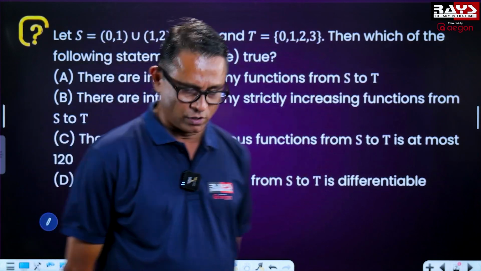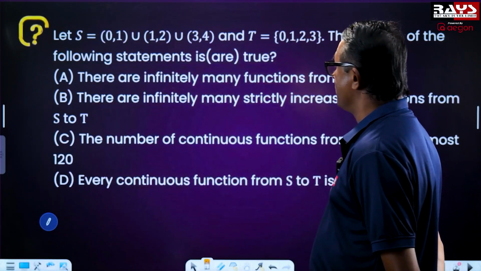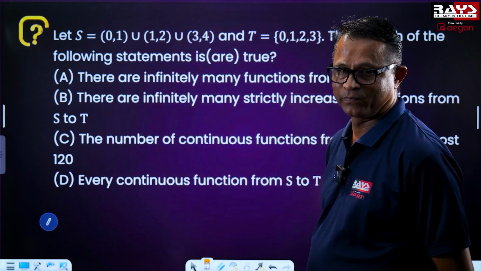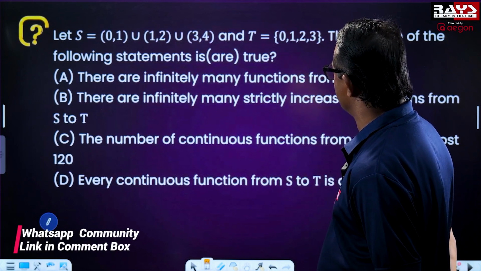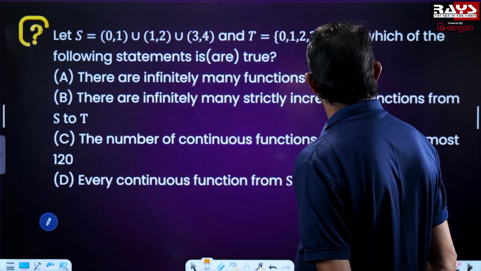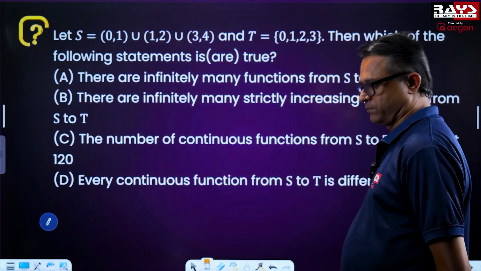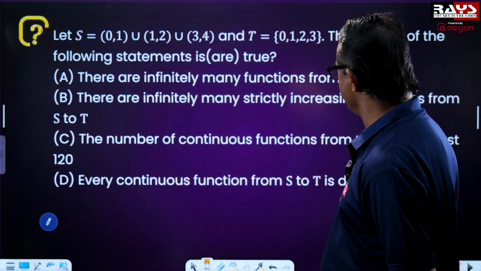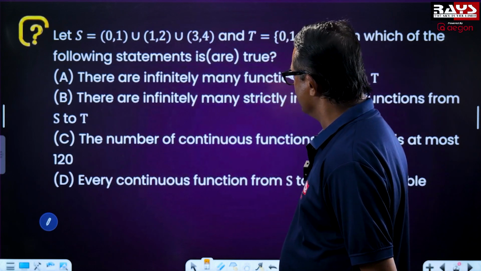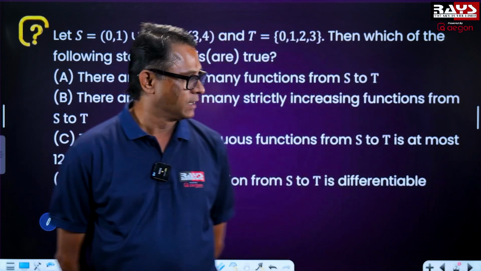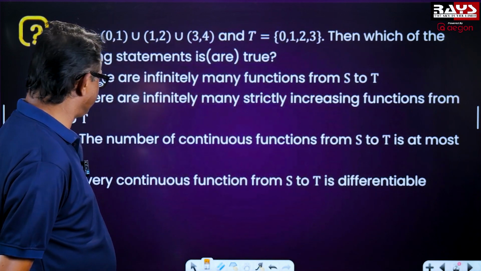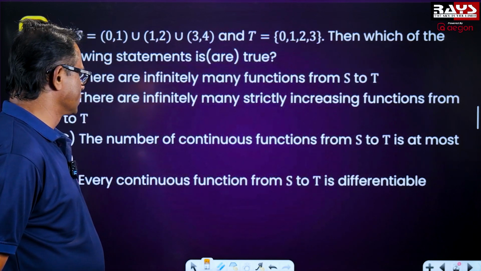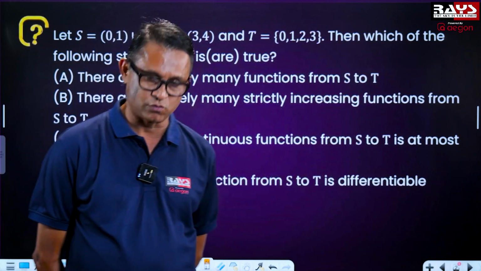So let S be the open interval (0, 1) union the open interval (1, 2) union the open interval (3, 4), and T be the set {0, 1, 2, 3}. Then which of the following statements are true? Option A: there are infinitely many functions from S to T. Option B: there are infinitely many strictly increasing functions. Option C: the number of continuous functions from S to T is at most 120. Option D: every continuous function from S to T is differentiable. So this is the question.